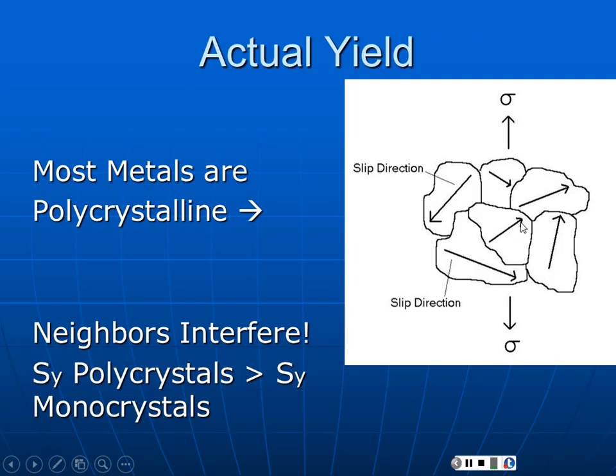However, if it's going to slip, it has to change shape, and the neighboring crystals, they're not ready to slip, they're not going to allow it to change shape. So you get a reinforcing effect, and so what we find is that polycrystal materials, by their nature, even if they're fairly large crystals, will have higher yield strength than monocrystals because of this interference or reinforcing effect that occurs. Crystals are not free to slip whenever they reach the required stress. They have to do so cooperatively with neighboring grains.